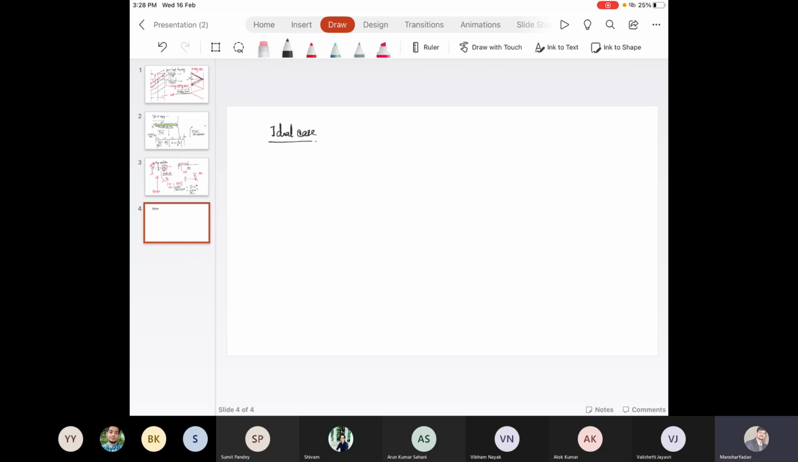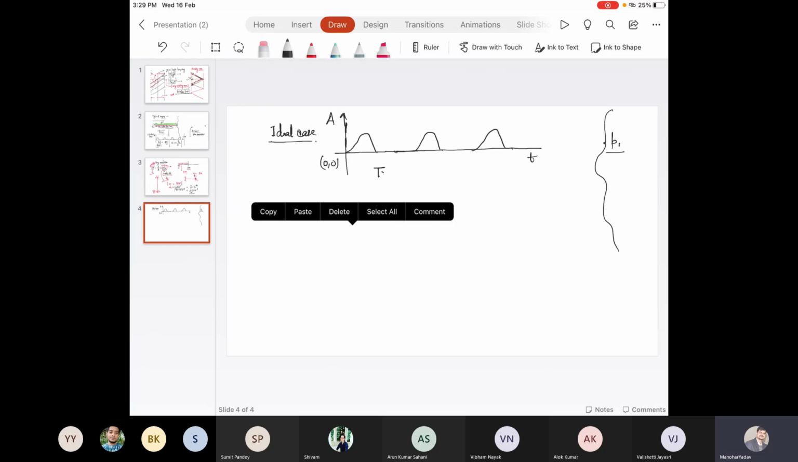First, we consider the ideal case. Let's say the Gaussian shape is the shape of the transmitted laser pulse. When it interacts at a particular point, let's say P1, this is transmitted. In the ideal case, it is reflected back.